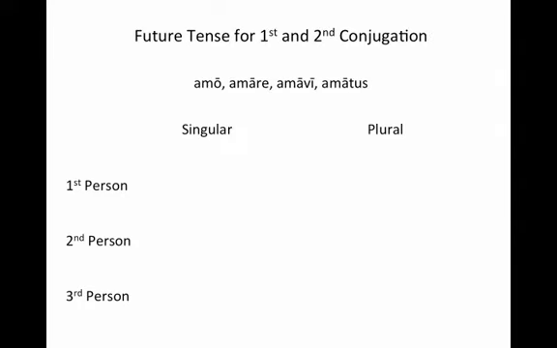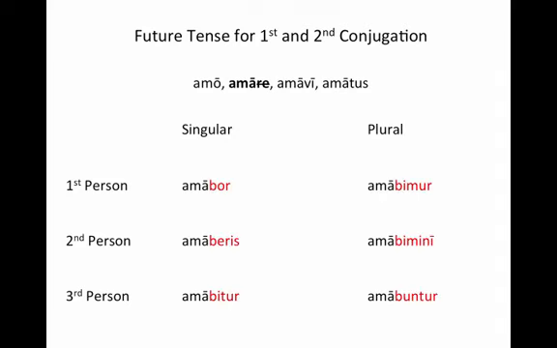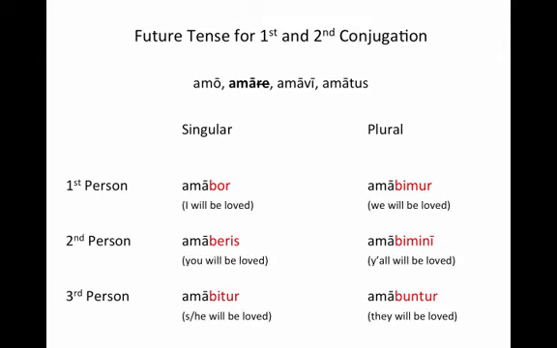Finally, we have our future tense. And here the first and second conjugation diverge from the third and fourth conjugation, so pay attention to the endings. For the first and second conjugation, we're still forming from the infinitive to get our stem, dropping off that RE, and then we're adding endings bor, beris, bitur, bimur, bimini, buntur. And these will come to mean I will be loved, you will be loved, and so on and so forth.